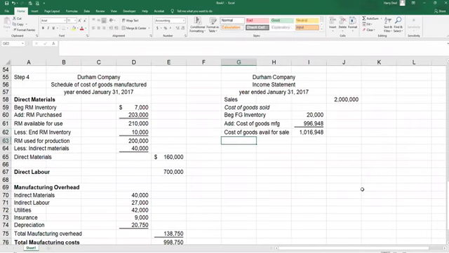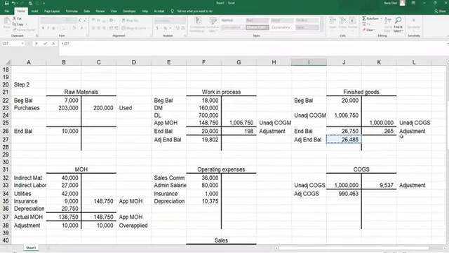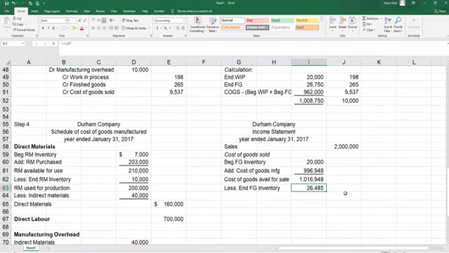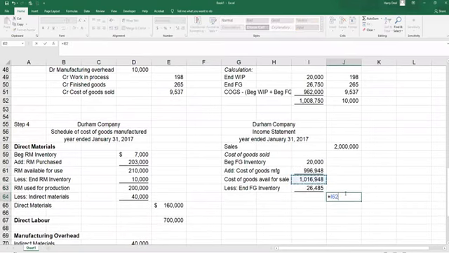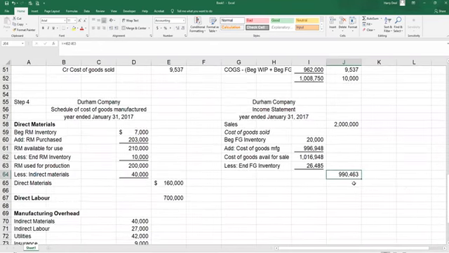From the cost of goods available for sale, you will subtract the ending finished goods inventory. The ending finished goods inventory from the T accounts after the adjustment is 26,485. So subtract $26,485 from the cost of goods available. You get 990,463, and that's a good check number. The adjusted cost of goods sold, according to our T accounts, is 990,463. Indeed, that's the case. That's our cost of goods sold.